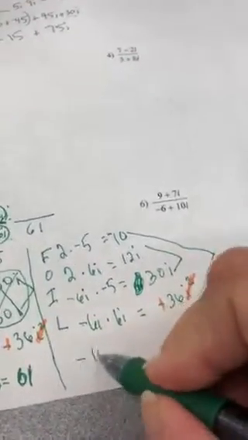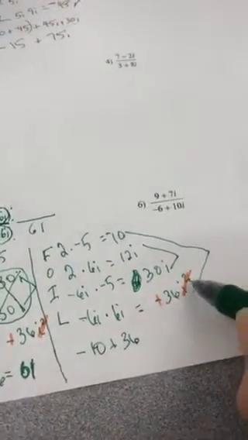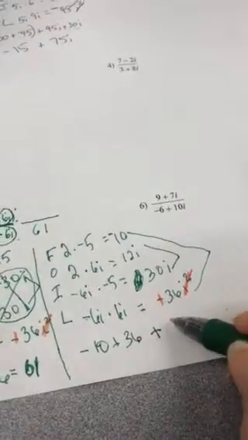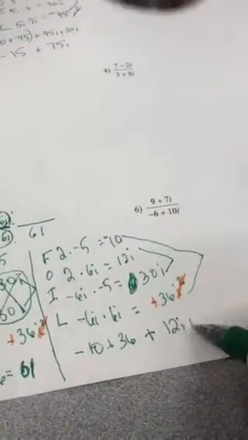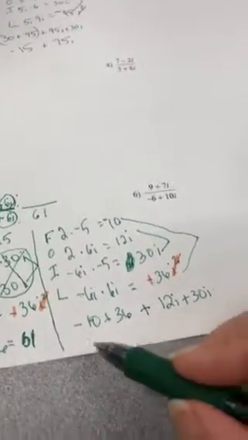Okay, so now we're going to combine our like terms. We have negative 10 plus 36, because see, there's no more i, it's gone. And then plus 12i plus 30i. All I did was put my like terms together so I could work with them.